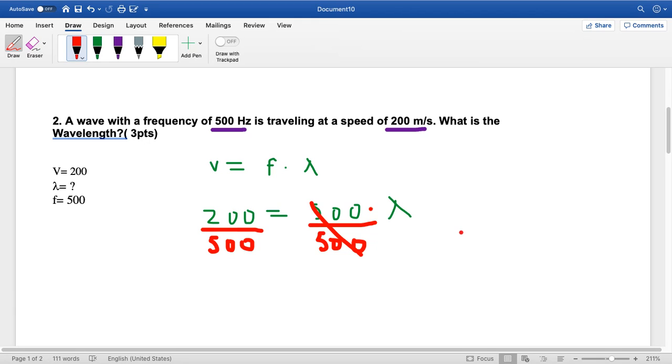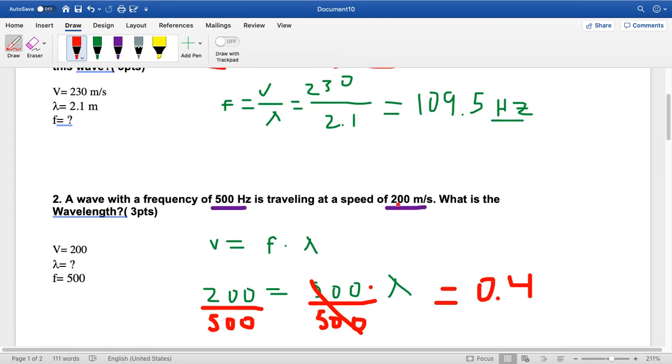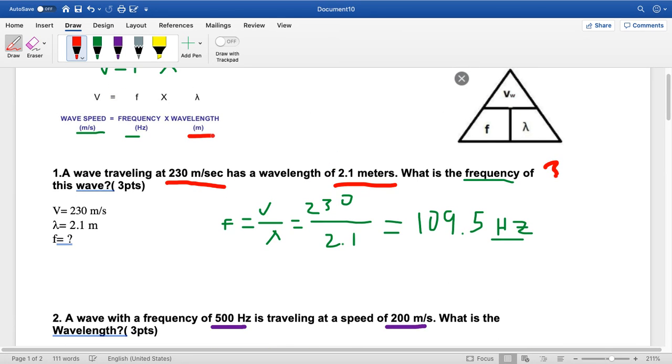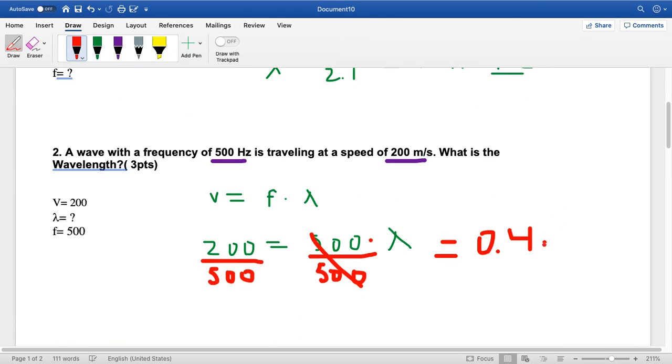So if I put that in the calculator, wavelength equals 200 divided by 500. It should be a small number, and my answer is going to be 0.4. It's wavelength. If we double check, it's distance, so my units should be meters. Meters. Okay.